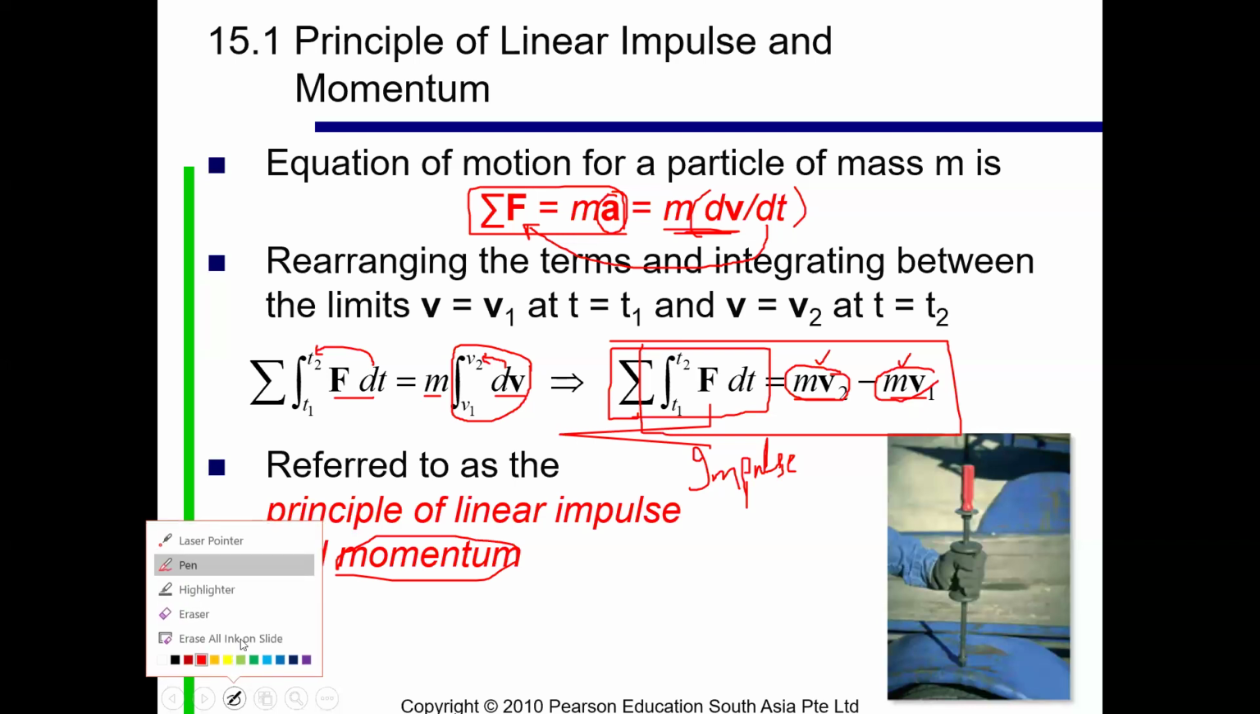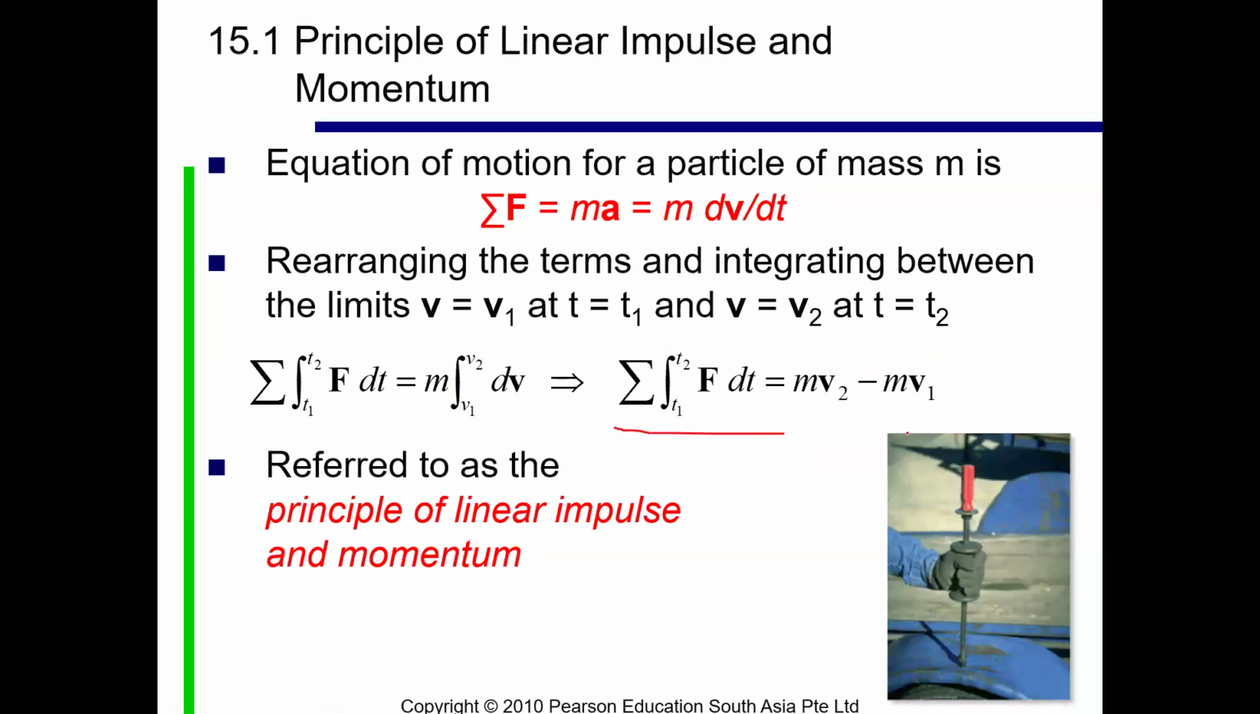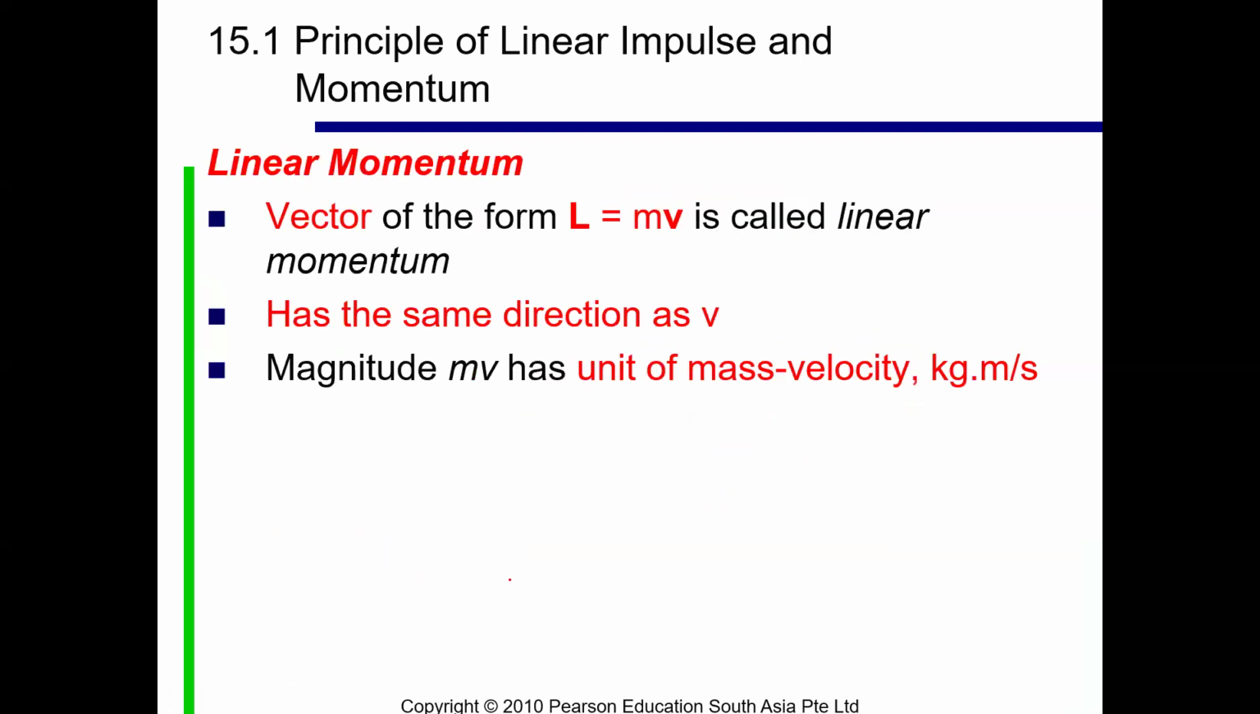This is an alternate form of Newton's second law, which translates into this: the difference of momentum on this side is equal to the impulse on the other side. That is referred to as the principle of linear impulse and momentum. Linear momentum, students, you see that velocity is a vector quantity, and mass is a scalar quantity. So when a scalar gets multiplied with a vector, does it remain scalar or vector?